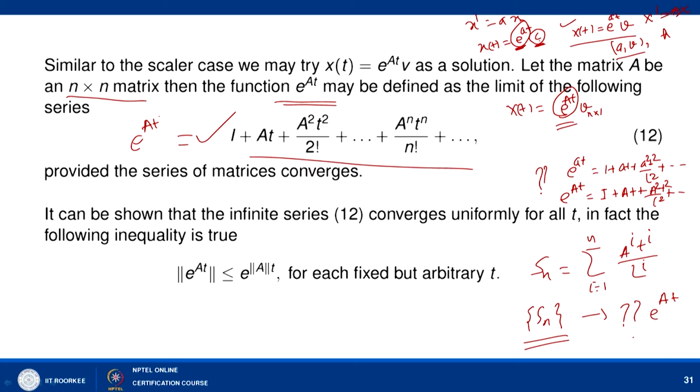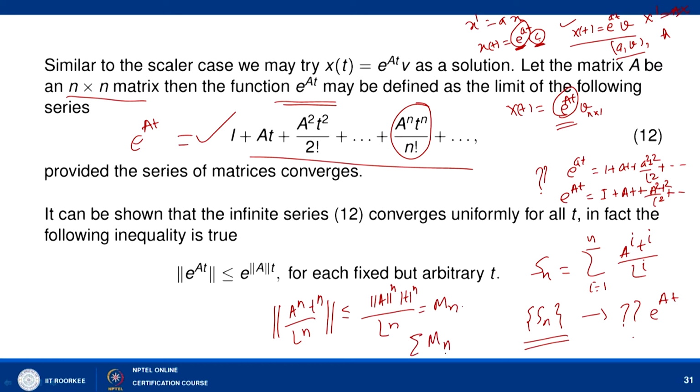Now, we can also show that this infinite series converges uniformly for all t. For that we can apply the Weierstrass M-test, and if you look at this series, what is your nth term? The nth term is a to the power n t to the power n upon factorial n, and we can simply say that norm of a to the power n t to the power n upon factorial n is less than or equal to norm of a to the power n modulus of t to the power n upon factorial n, and call this Mn. We already know that this summation Mn is a convergent series. In fact, it is nothing but e to the power norm of a modulus t minus 1.